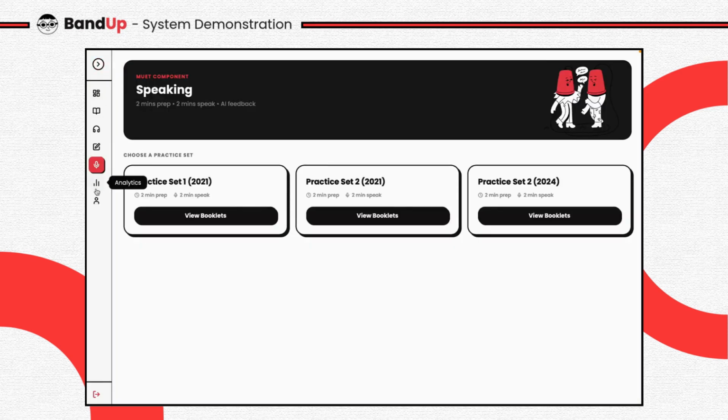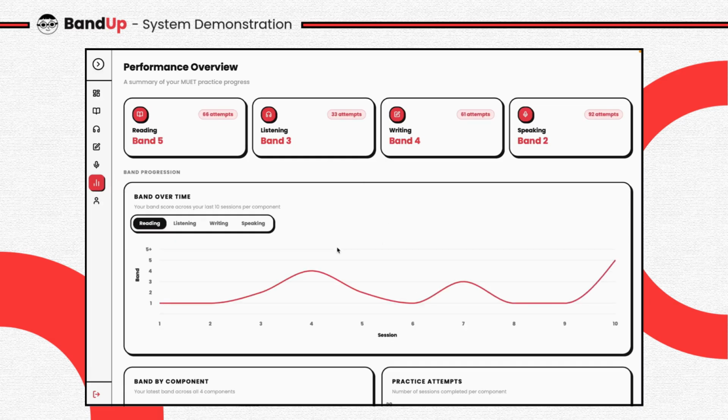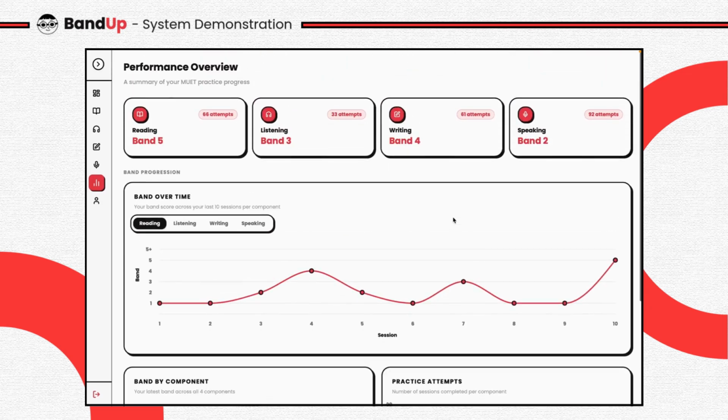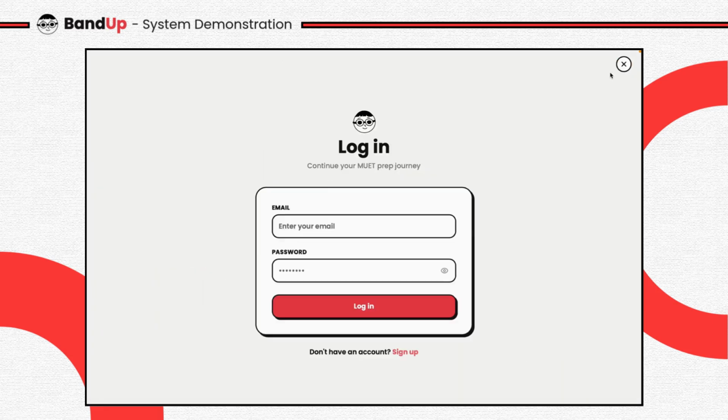Let me show you the analytics page. This feature gives an overview of the students' performance across all components. In here, students can see their recent bands, progress over time, and total number of attempts. Next is the edit profile feature, where students can update their full name and email address. Now I will log out and log in as admin.